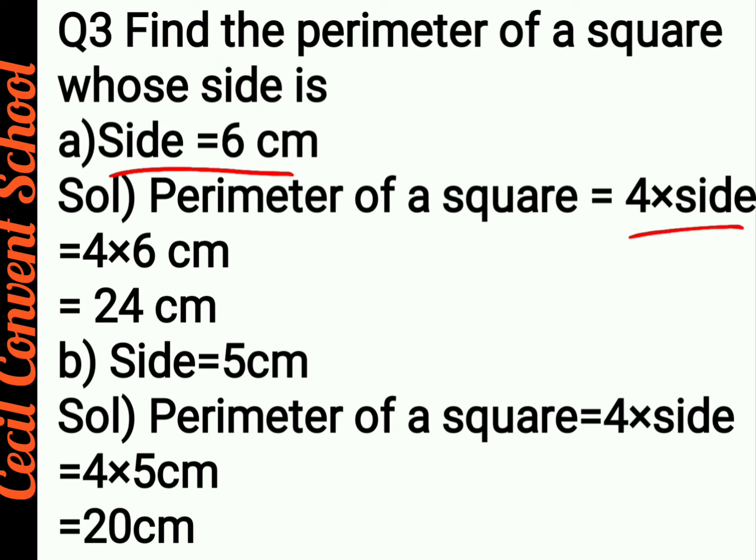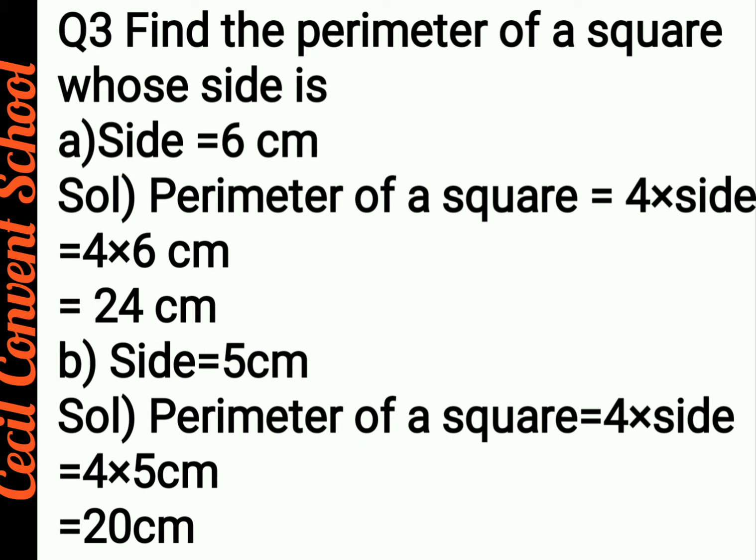Clear? Now side is given how much? 6 centimeter. So you put the value of 6 centimeter in side. When you put it, the answer comes 24 centimeter. As I already told you, the unit of perimeter is the same as the unit of length. Length means unit of side only.